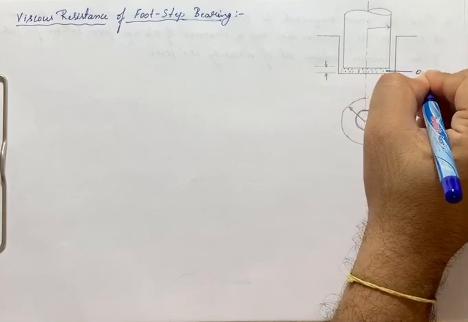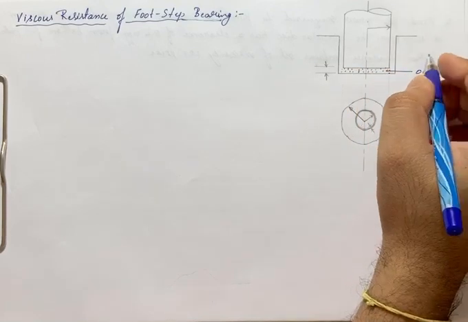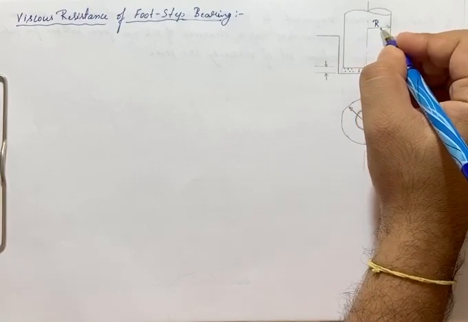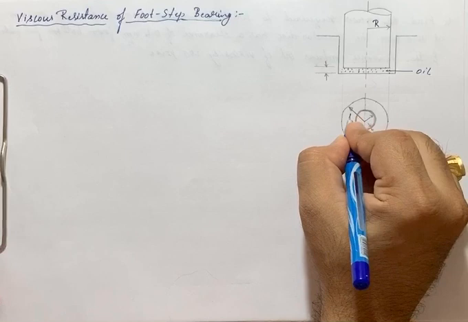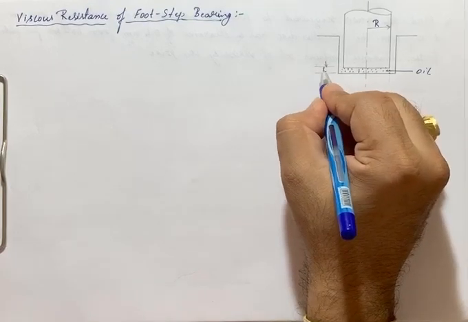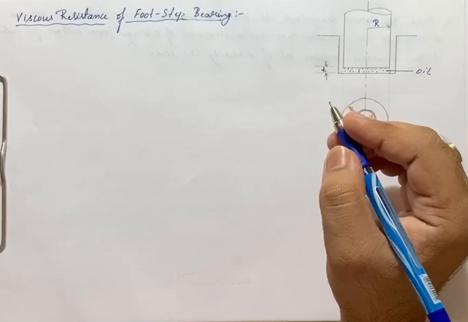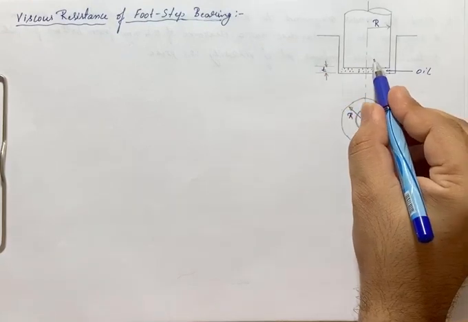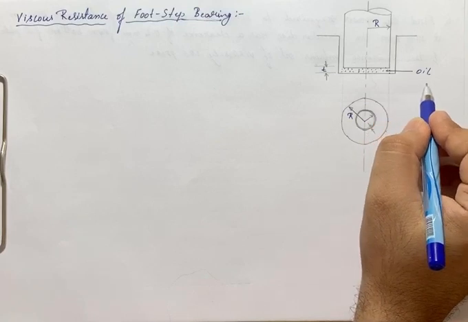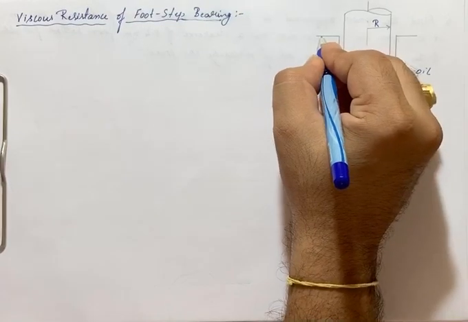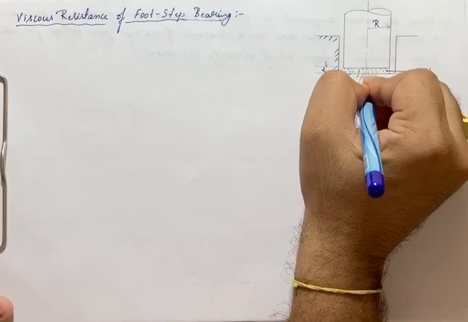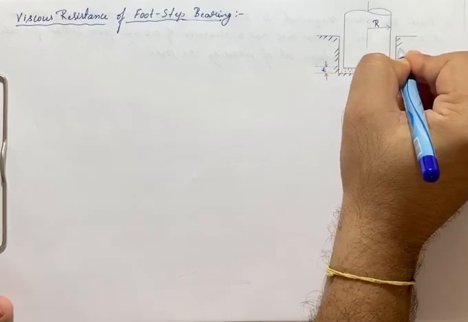This is the oil, and the radius of the shaft I will take as R, and this thickness is T. In between the shaft and the bearing, we have the oil here. This bearing is the fixed one here.